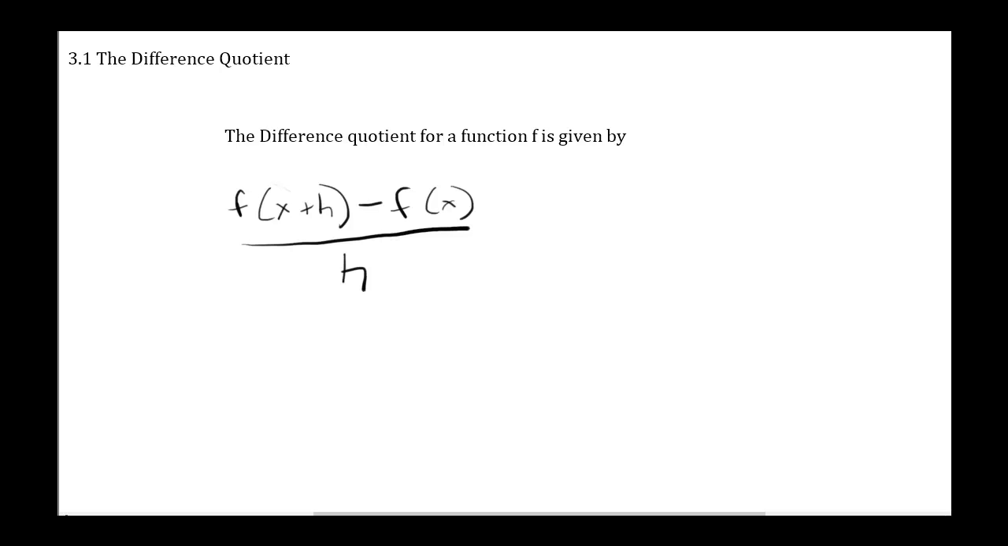Alright, hello everybody, we're in section 3.1 and we're going to look at the difference quotient. The difference quotient is of utmost importance to people who are going to go on and take calculus. This is a super huge idea. So for us, we just want to get the mechanics down in this class.